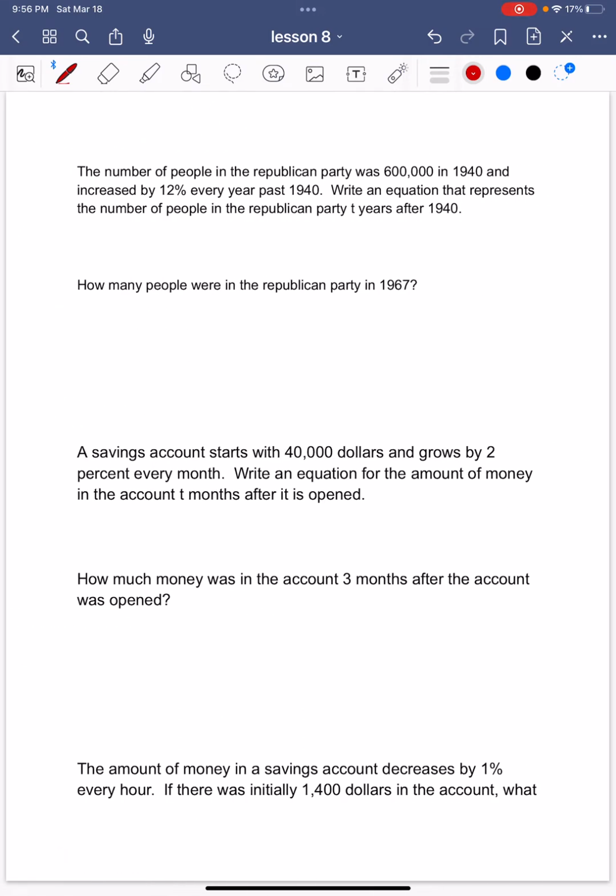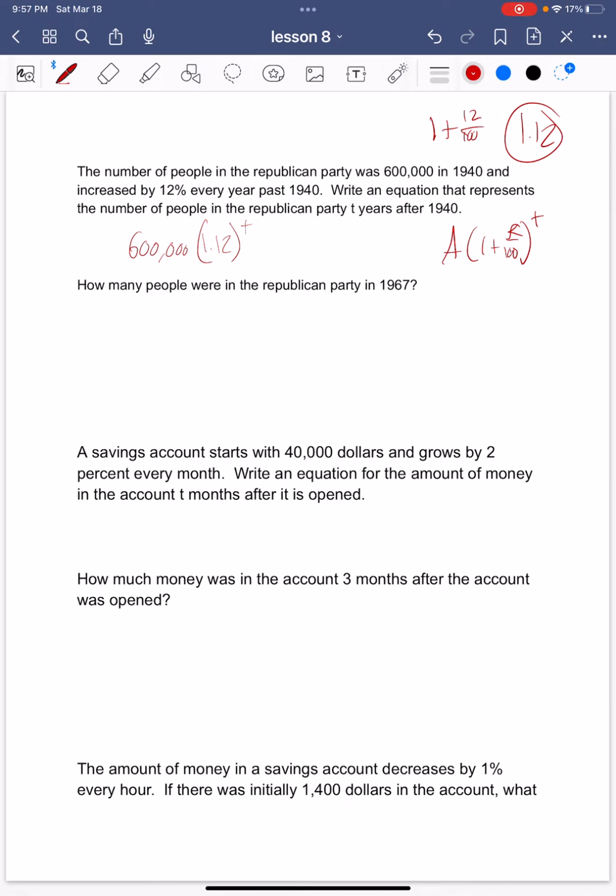Let's try some examples. The number of people in the Republican Party was 600,000 in 1940 and increased by 12% every year past 1940. Write an equation that represents the number of people in the Republican Party T years after 1940. So this is just simple exponential growth. A times 1 plus R over 100 to the T. A, the initial amount, is 600,000. 1 plus 12 over 100. 12 over 100 is 0.12, plus 1 is 1.12. This is similar to the greater than rule that we learned in lesson 2. So this is going to be 1.12 to the T, because it's T years after 1940.